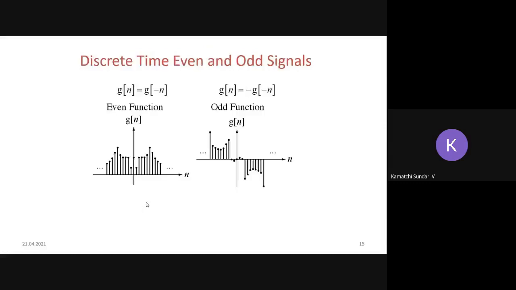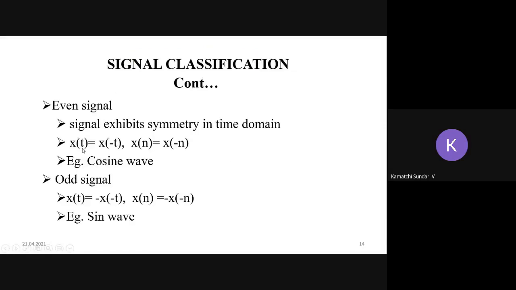So that is why I am having my equation as x of t is equal to x of minus t, or x of n is equal to x of minus n.